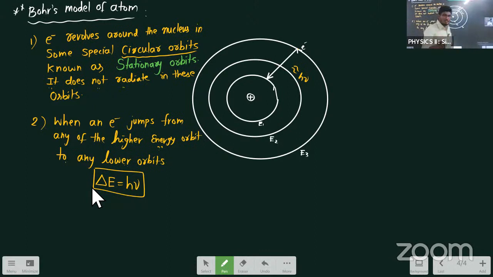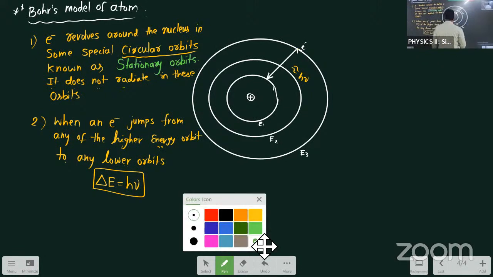Now the third postulate is important. Based on the third postulate we have one more FAQ, because when we asked Bohr how he got the third postulate, he said that he could not explain it. Its explanation was given by de Broglie. So we'll be studying one more important question from this: de Broglie's explanation of Bohr's quantization rule. That is nothing but the third postulate of Bohr's model of atom. Let me write down the third postulate here. What is the third postulate?